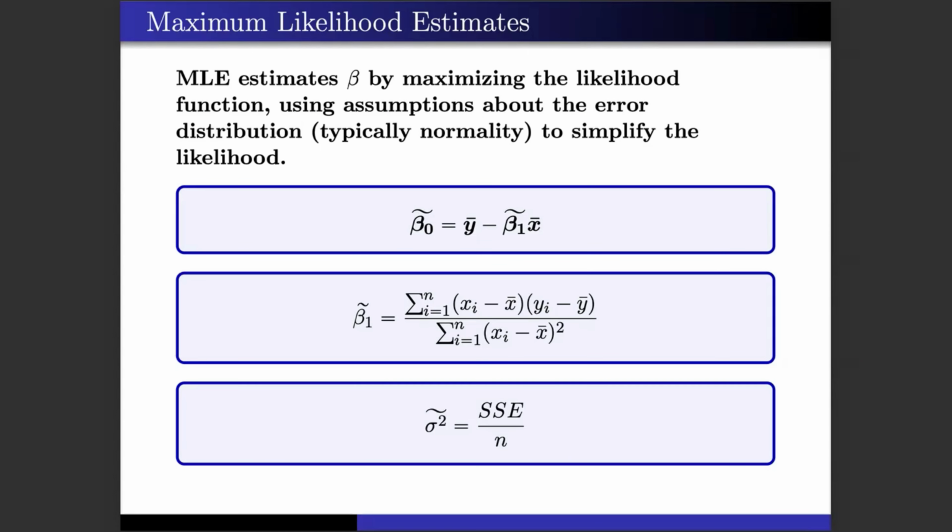Beta naught tilde equals y bar minus beta 1 tilde x bar. Beta 1 tilde equals summation xi minus x bar times yi minus y bar divided by summation xi minus x bar whole square. And an estimate of sigma square using maximum likelihood estimation method equals SSE divided by n. Awesome. So we have estimates of the parameters using both the methods.